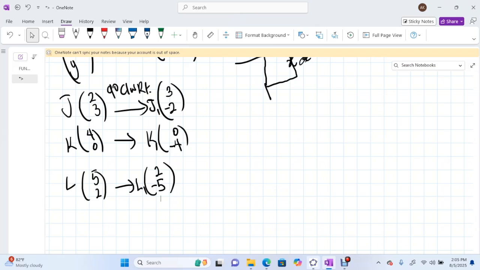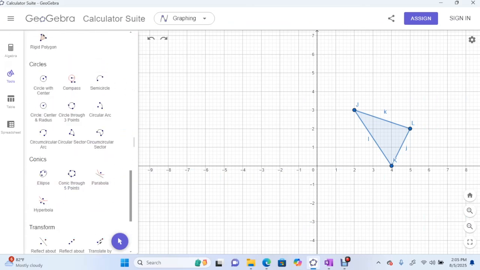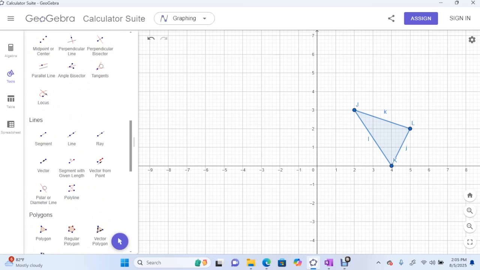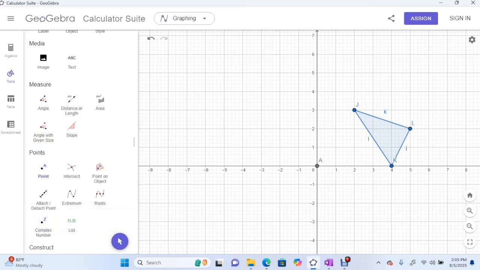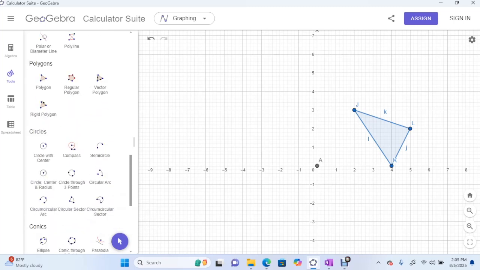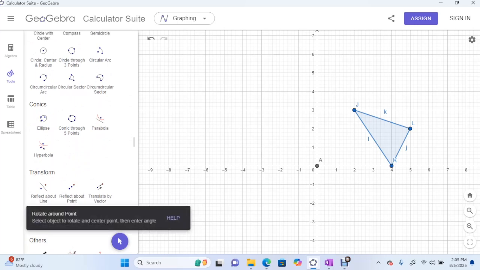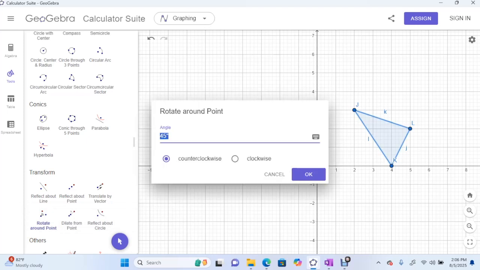Now let's go back to GeoGebra, and I'll use the software to rotate that for us. So we go to transformation, like transform here. We are doing a rotation about a point, and this rotation is about the origin. So let me put a point at the origin. That's where we are going to rotate that. And then I'll go back to the transform side, and then select rotate about a point. It's telling us we have to select the object to rotate, the center point, and then the angle. So this is the object, and this is the center of rotation, and it's asking for the angle.